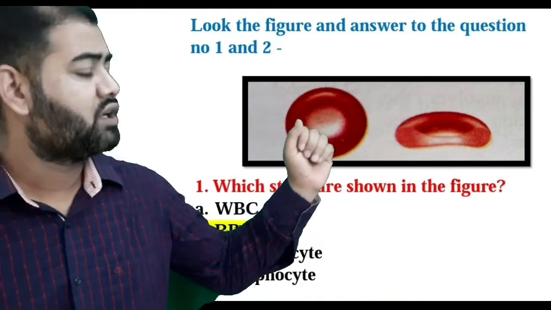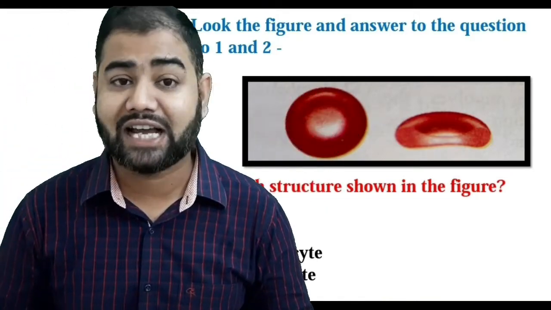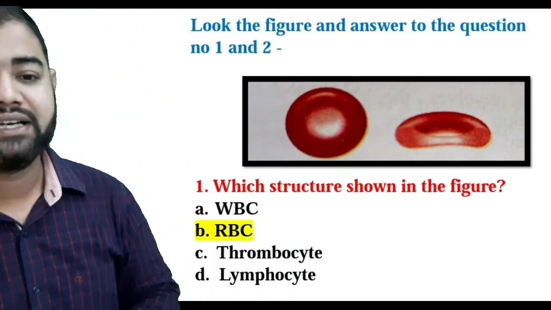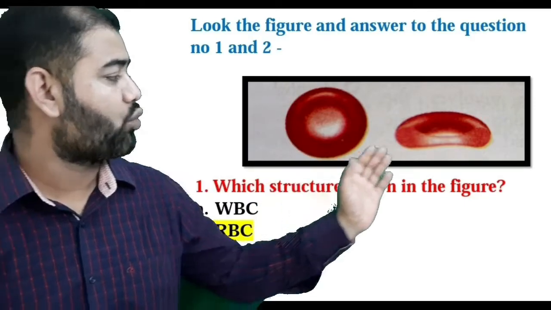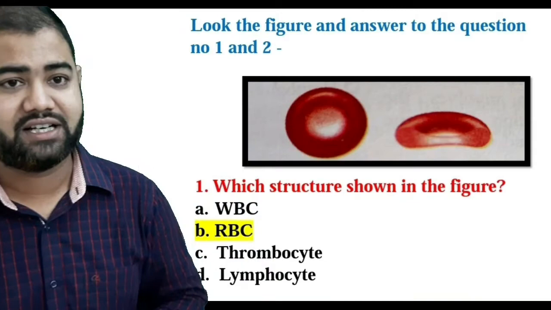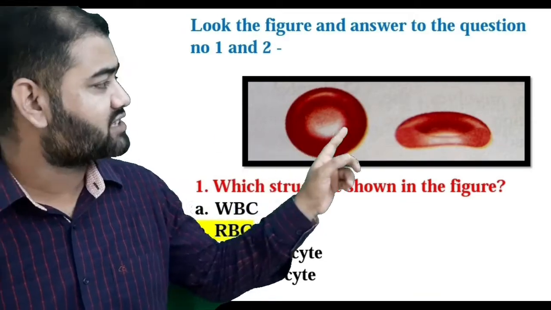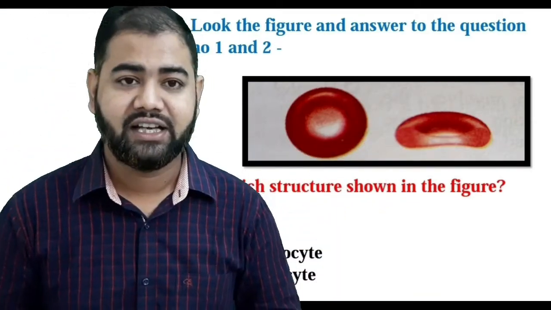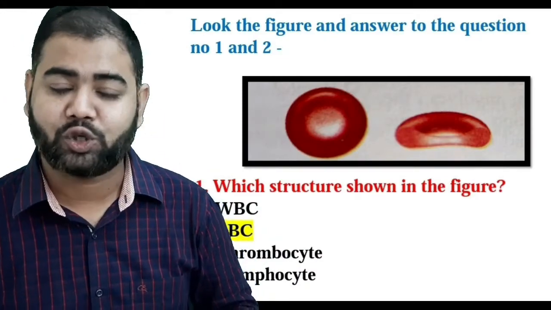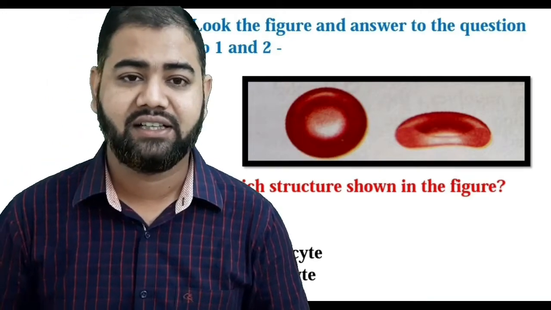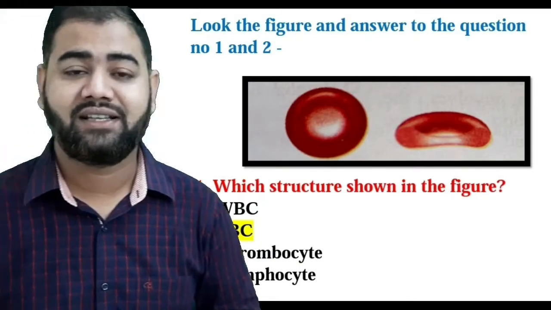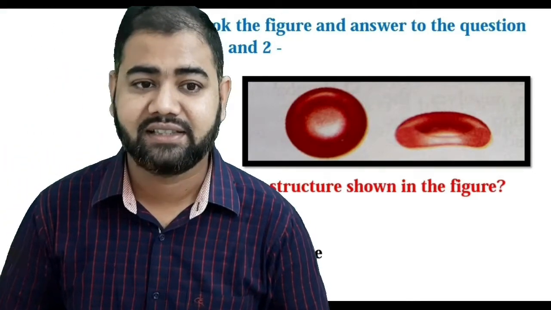Here you will see an image, and that is the stem of the MCQ questions. Question number 1: what is the structure shown in the figure? I repeat, what is the structure shown in the figure? The options are WBC, RBC, thrombocyte and lymphocyte, and the correct answer is RBC, that means red blood corpuscles.